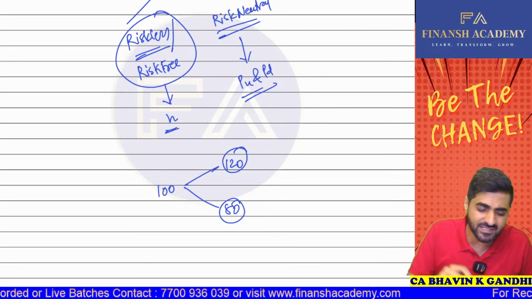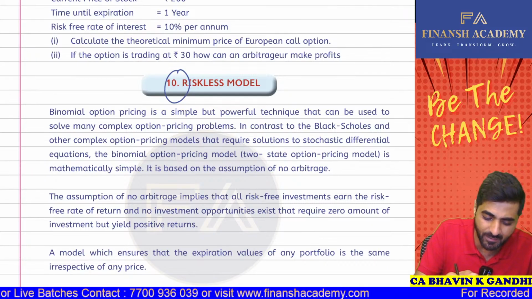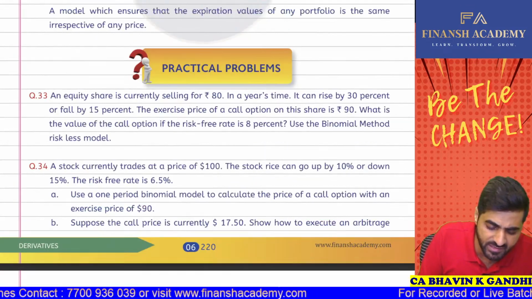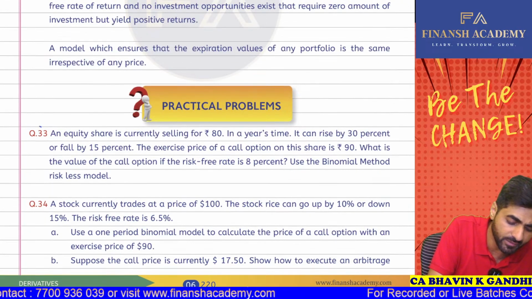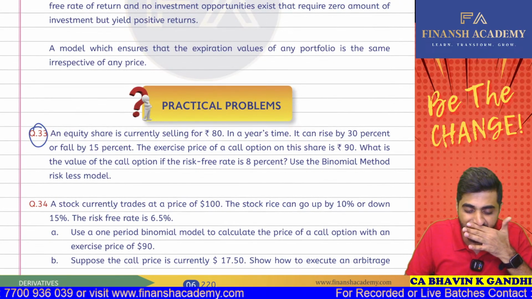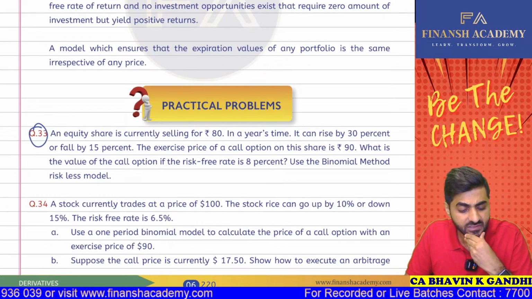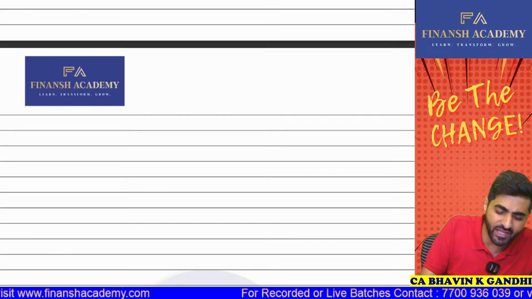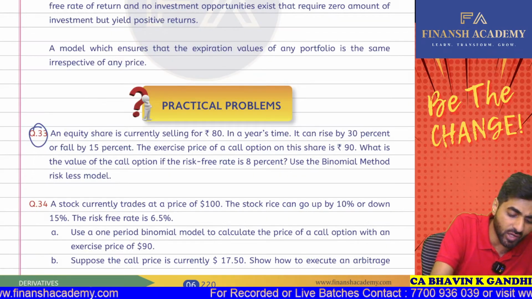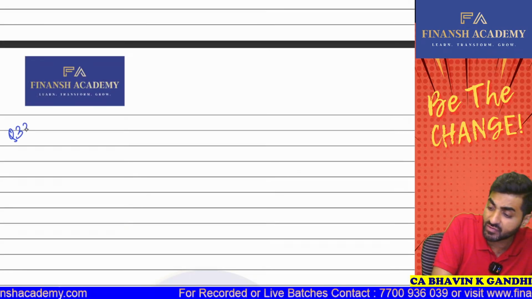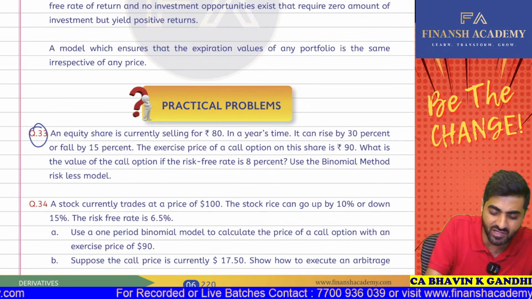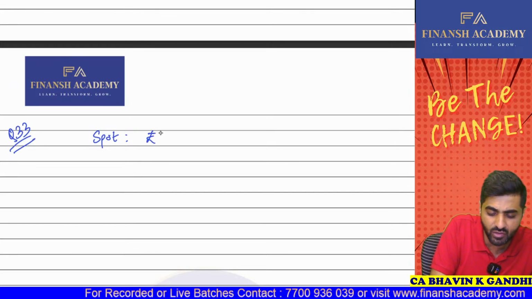So this is something which we'll do with the help of an example. But first, let us read question number 33. Now, what is given to you in question number 33? Your equity share is currently selling at rupees 80. So do we have the spot price available? I'm just revising this question. So we have a spot price. What is the spot price? It is rupees 80.